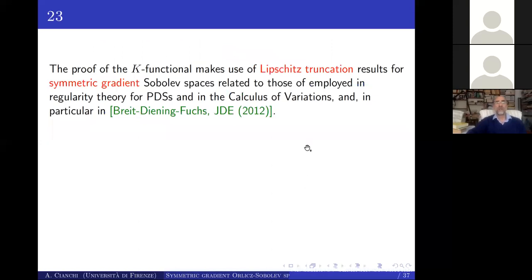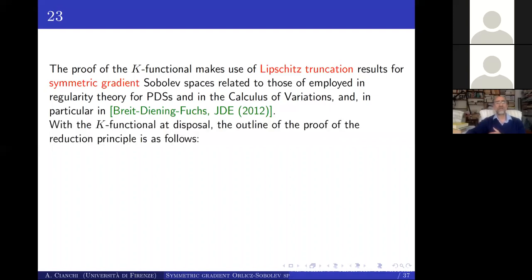Now, what about the proof of this key functional? Here, because of the presence of these symmetric gradients, one has to be careful, and truncation, which can be used for standard Sobolev spaces, doesn't apply here. So we have to resort to what is called Lipschitz truncations for these functions, which is a tool used quite a lot in the theory of regularity of PDEs and calculus of variations. And once one has this key functional at hand, then the proof is basically as follows.